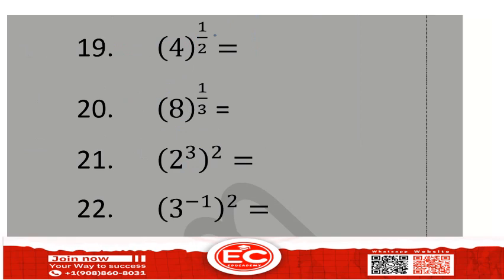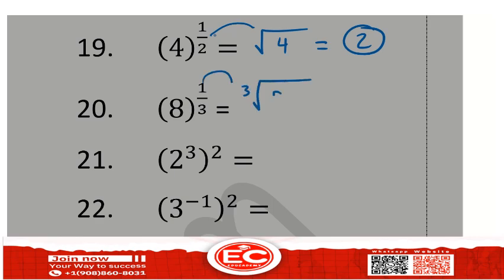Number 19, 4 power half. Half means the root of 4, and the root of 4 is 2. Third means the cubic root of 8, and the cubic root of 8 is equal to 2.